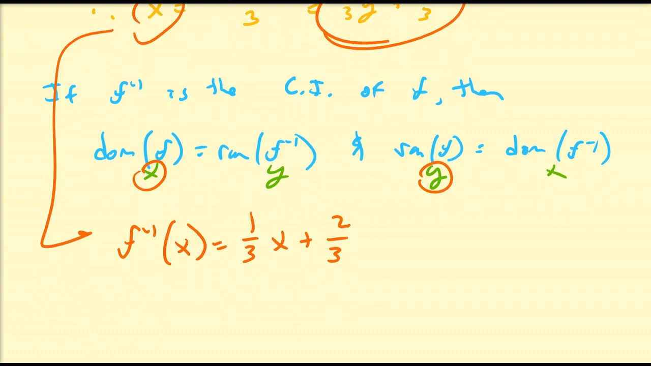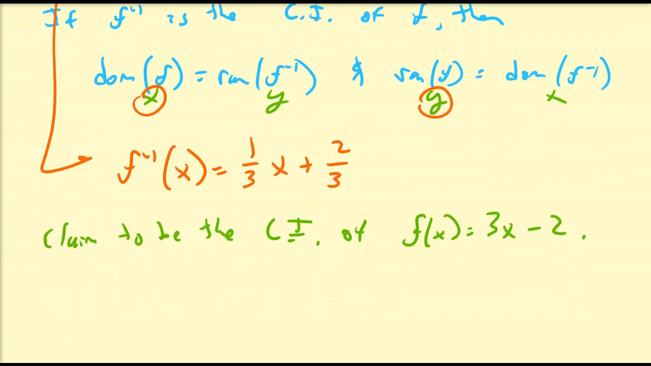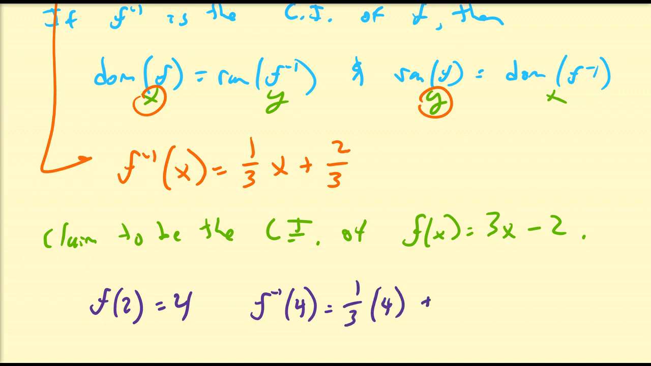And this is our claim to be the compositional inverse of f of x is equal to 3x minus 2. So we can test it at least with our 2 points, right? So we already said that f of 2 was equal to 4. So let's plug 4 into this inverse and see what we get. So f inverse of 4 is equal to 1/3 times 4 plus 2/3. So we have 4/3 plus 2/3. That's going to be 6/3, which is equal to 2.